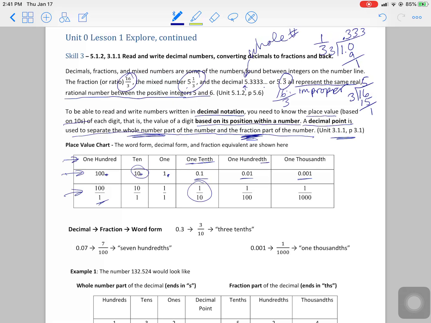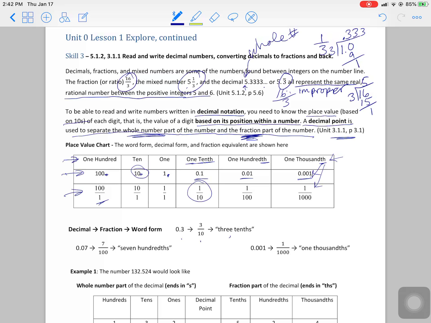One hundredth, with TH on the end, is the second decimal place, 1/100. And 1,000 is the third decimal place. So you can say thousandth, that's how you would say this decimal right here. You would also say thousandth. Okay? So, decimal, fraction, word.